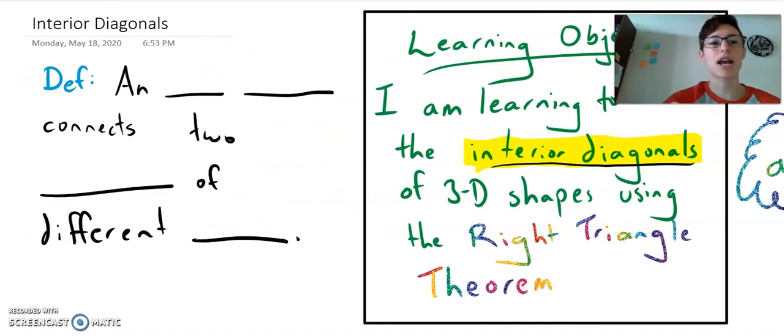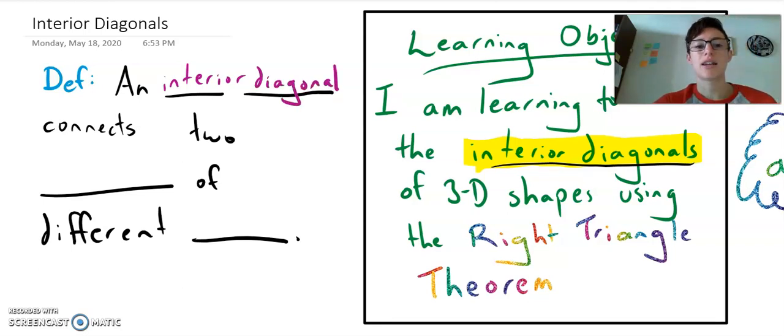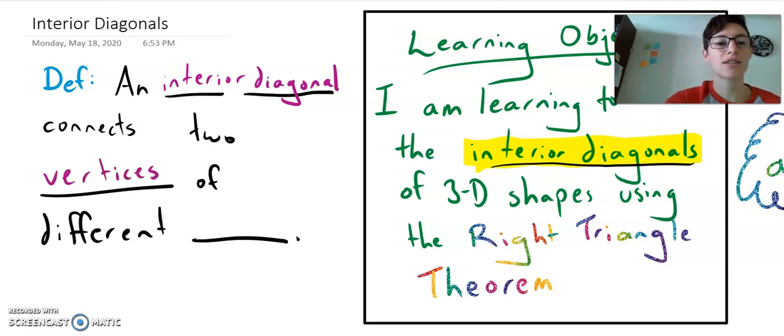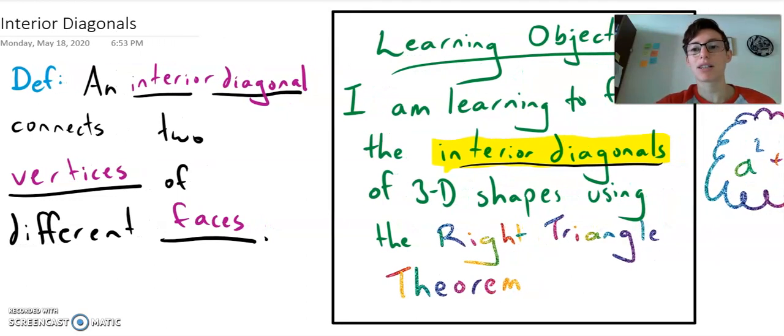So an interior diagonal, we're going to go ahead and fill this in. If I gave myself enough room in here. An interior diagonal. I did not. That's okay. It's a line that connects two vertices, or corners, you can think of that as, of different faces of a three-dimensional object. So interior diagonal is only talking about 3D things, and it is basically connecting one corner from something to an opposite corner. We're going to look at a couple examples.